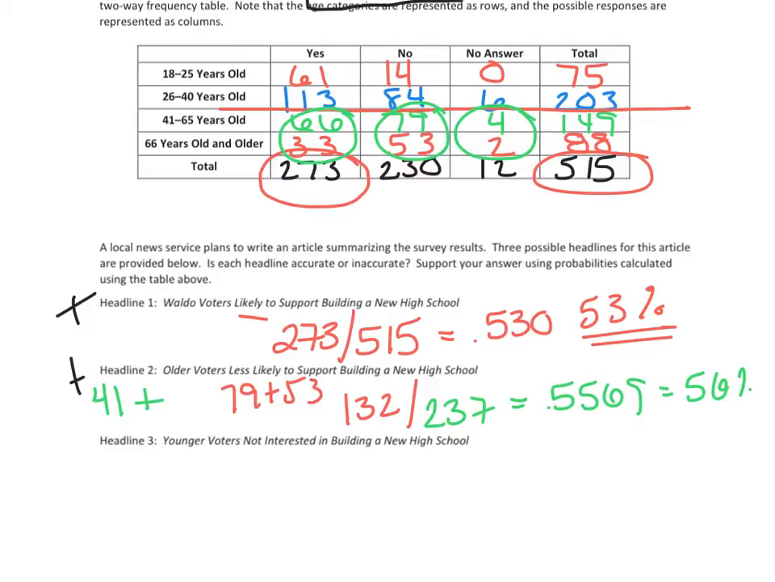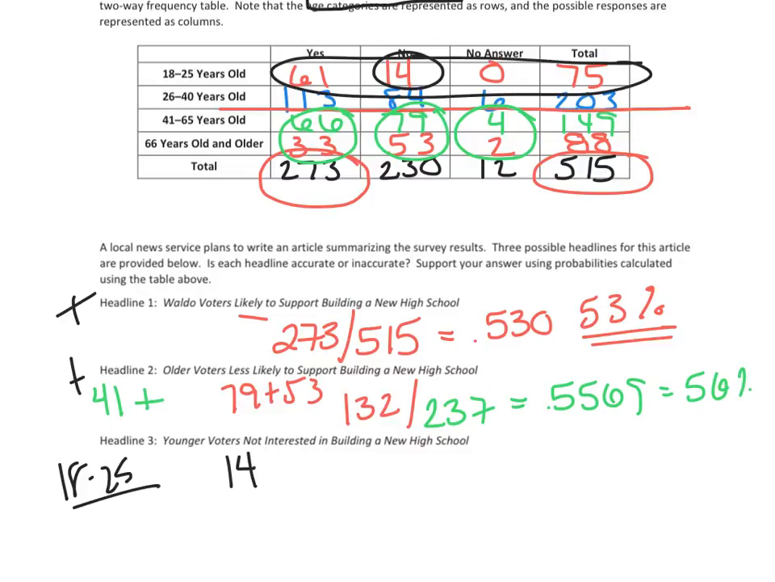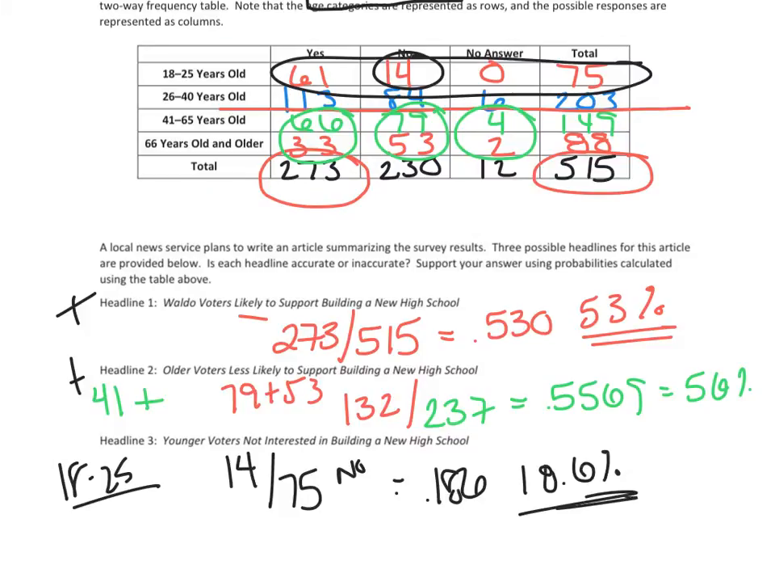Well, again, what does younger mean? If I think younger is the 18 to 25-year-old bracket, and it says they're not interested, that would be 14 out of a total of 75 said no. Well, if I think about that, 14 out of 75 is 0.186. So 18.6% said no. That means the rest of them said yes. So I would say this is definitely false. Younger voters are not interested? No. Only 18.6% said no. The rest of them said yes.